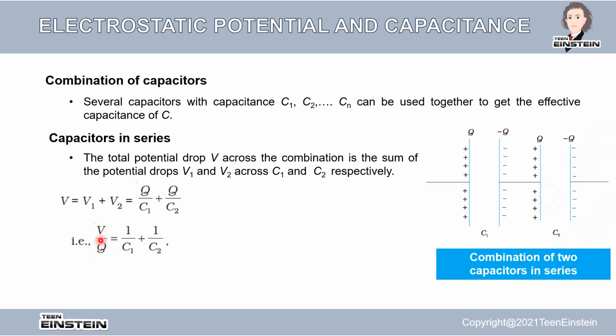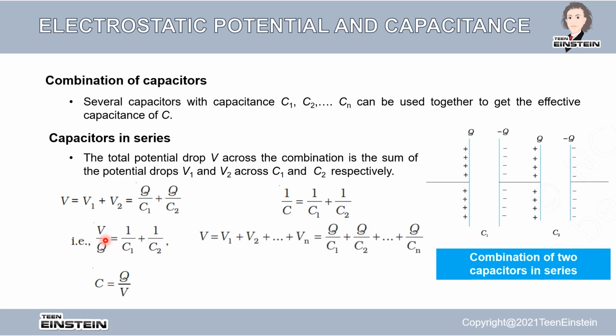What is this V by Q? V is the overall potential difference, and Q is the overall charge of this equivalent configuration. So we can assume this whole structure as one capacitor with one charge plus Q and minus Q here, right? So this is the equivalent charge. So V by Q, since C equal to Q by V, can be written as 1 by C. So 1 by C is nothing but the equivalent capacitance. So 1 by C equal to 1 by C1 plus 1 by C2. So this is the case for two capacitors in series combination.